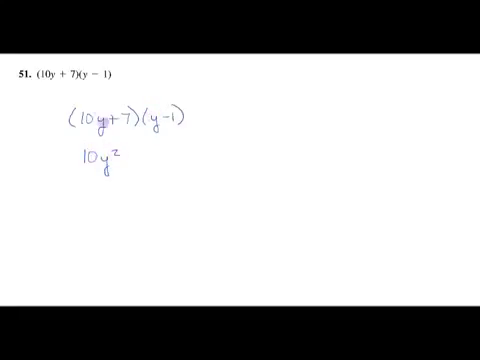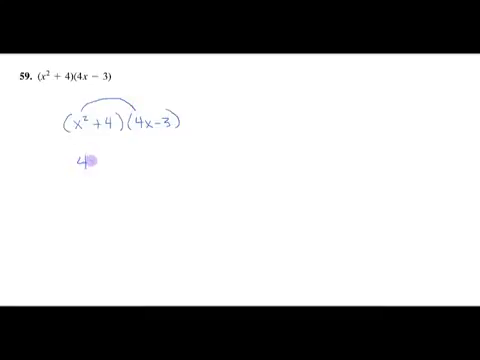10y plus 7 times y minus 1. Let's set this up for FOIL again. So I have 10y times y is 10y squared. And I have a 10y times negative 1 is negative 10y. 7 times y is 7y. 7 times negative 1 is negative 7. Combining like terms gives me 10y squared minus 3y minus 7.